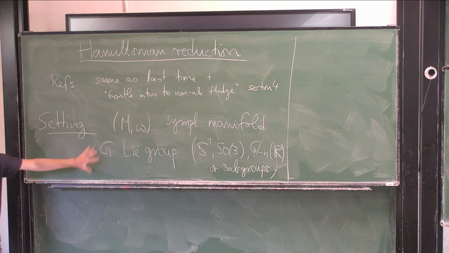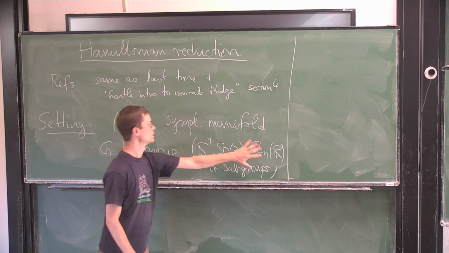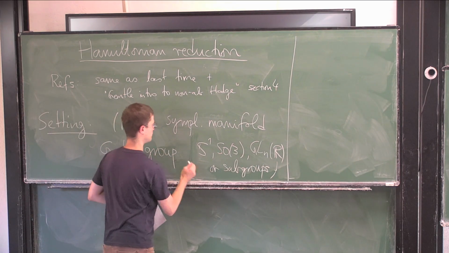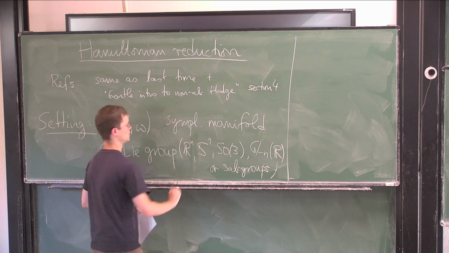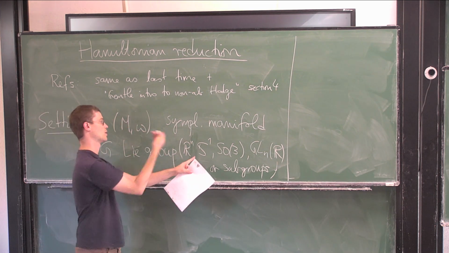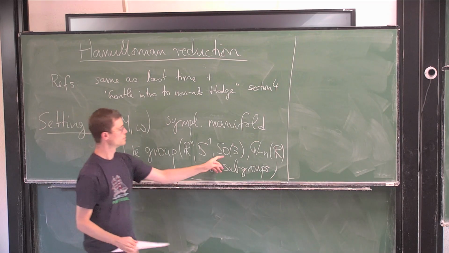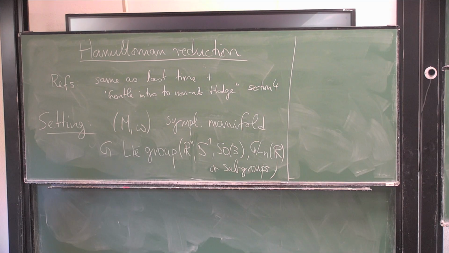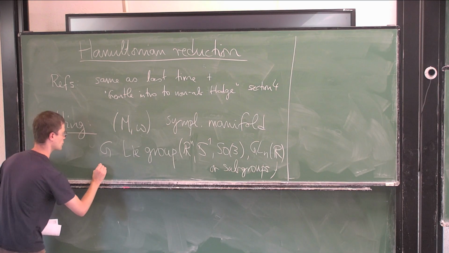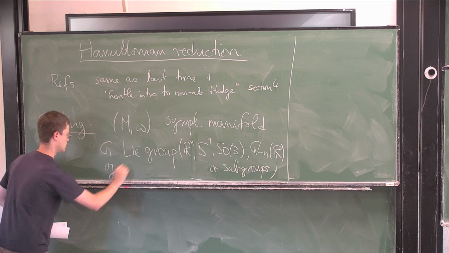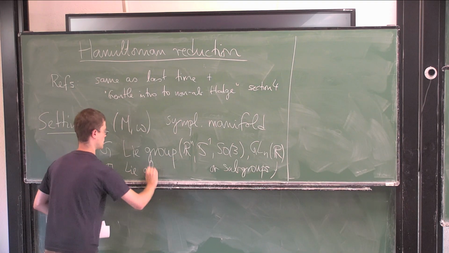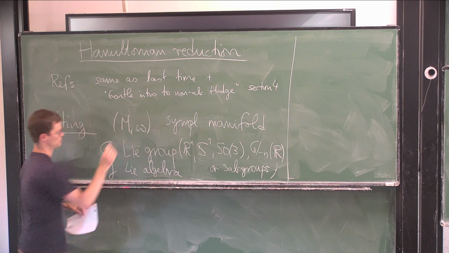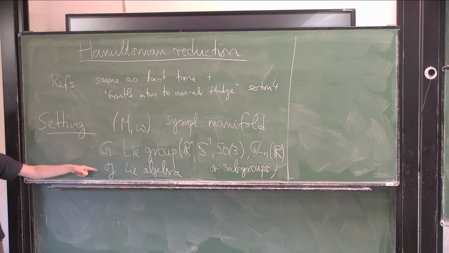If you're not familiar with the general theory of Lie groups, from time to time I will make some remarks, but you can always think about the simplest examples: R^n, circles, maybe some powers of circles, tori, rotation groups, and matrix groups. Then the Lie algebra, I will denote it like this. This is a vector space. It encodes almost all information of the Lie group.